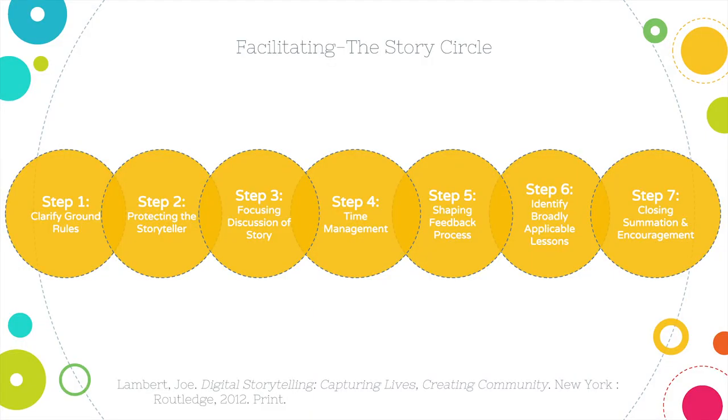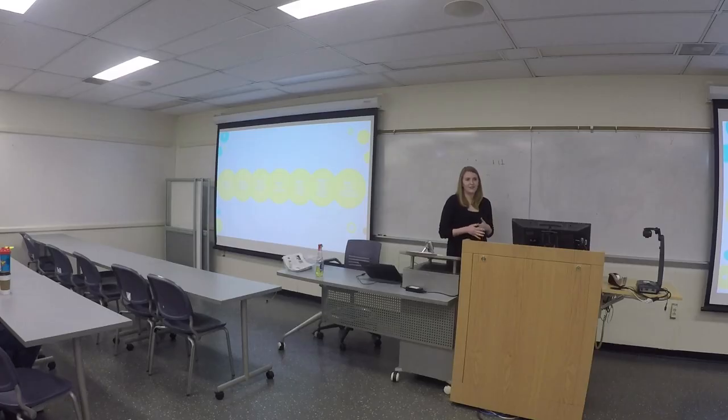So step one is you always clarify the ground rules. In Story Center, they usually do this after the 7 steps I just mentioned. It means laying out that this is a respectful process. If you're doing it, for example, in a classroom, this is confidential. You can't go around telling everyone else's stories how you think they should be told.